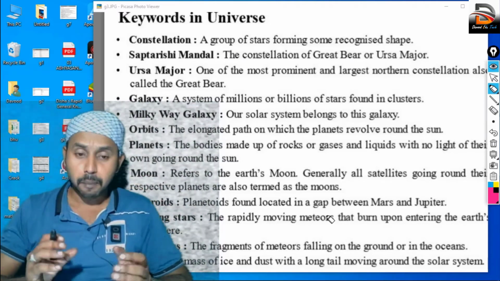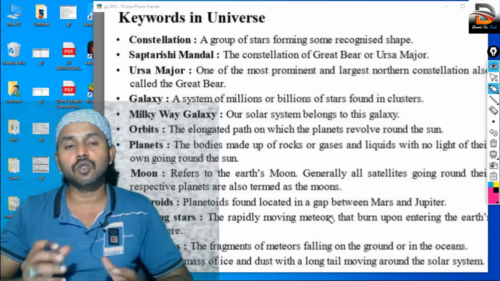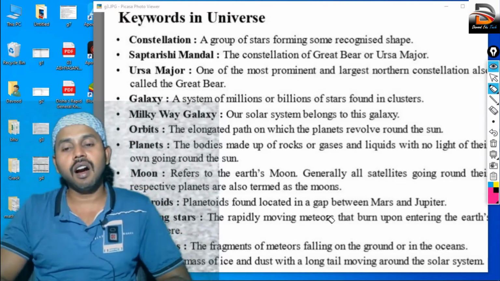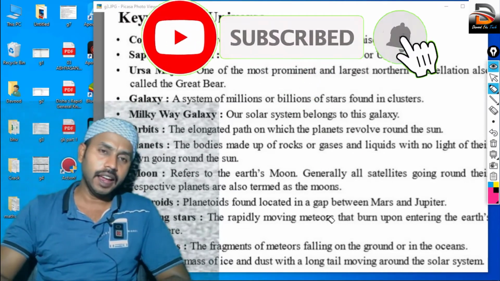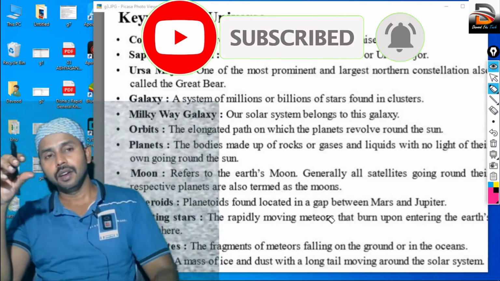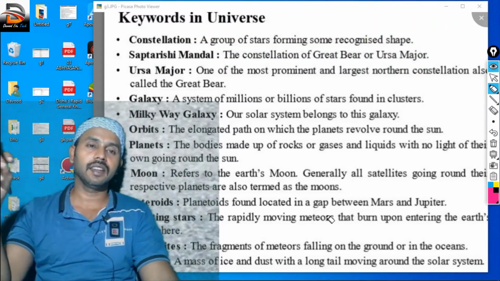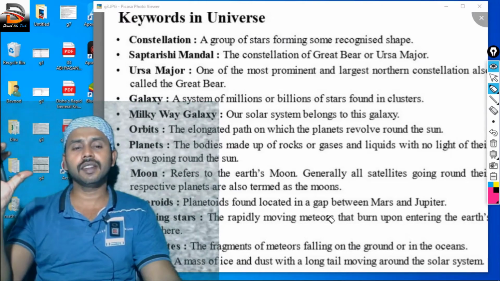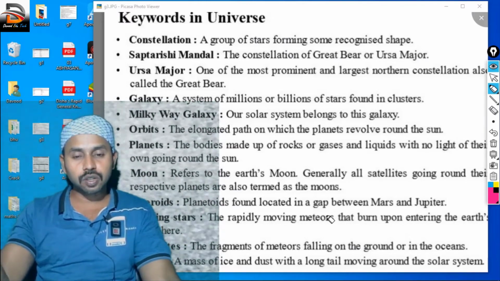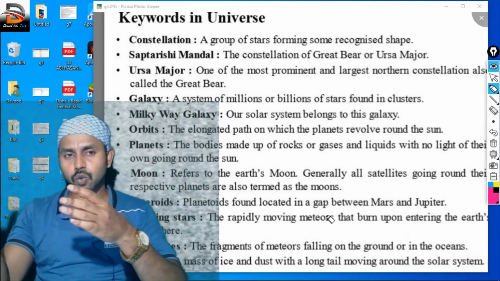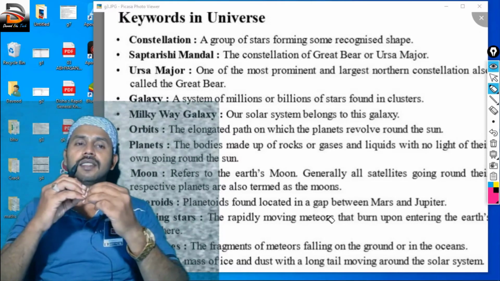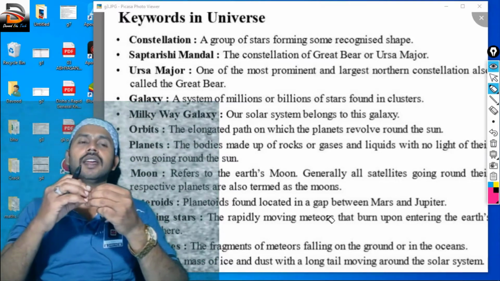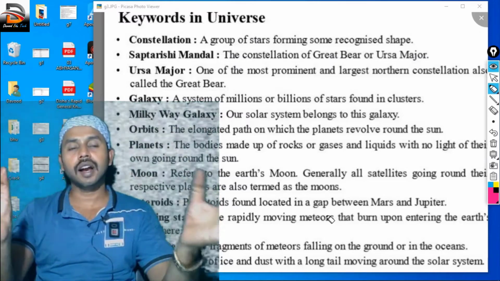Next one, comet. A mass of ice and dust with a long tail moving around the solar system, we call a comet. We already know Halley's is one type of comet. This Halley's comet comes to near our Earth in nearly 76 years. Comets consist of a mass of ice and also dust. As the ice and dust move towards the sun, the ice and dust are pushed slightly to the back and form a tail-like shape.